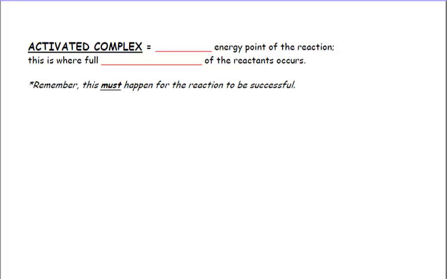Now, the activated complex is the highest energy point of the reaction. This is where full rearrangement of the reactants occurs. Most energy at this point. So remember, this must happen for the reaction to be successful. You have to get to that point. The rearrangement has to occur in order for that reaction to go forward.